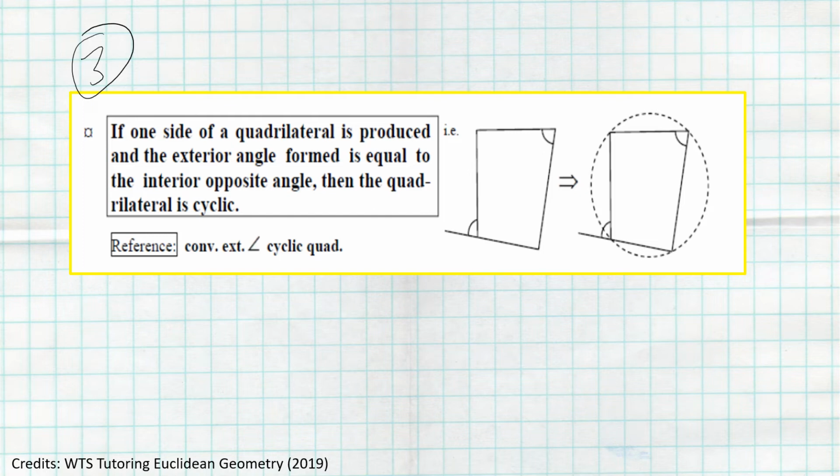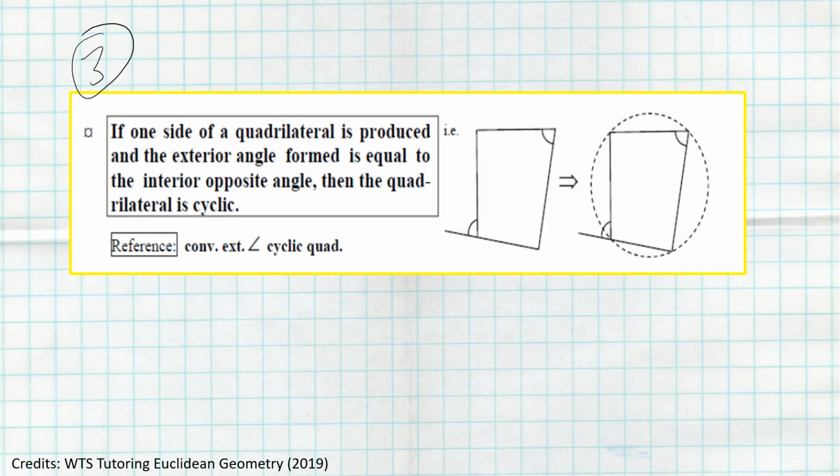Okay, the last but not least condition that you can check to prove whether your given quadrilateral is cyclic is the converse theorem of: the exterior angle of a cyclic quad is equal to the opposite interior angle. I think that was theorem number 8, if I'm not mistaken, if it's not theorem number 7.